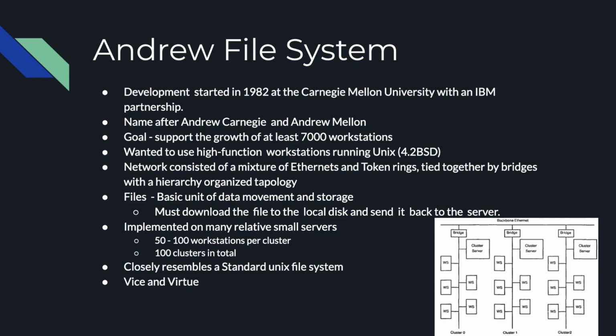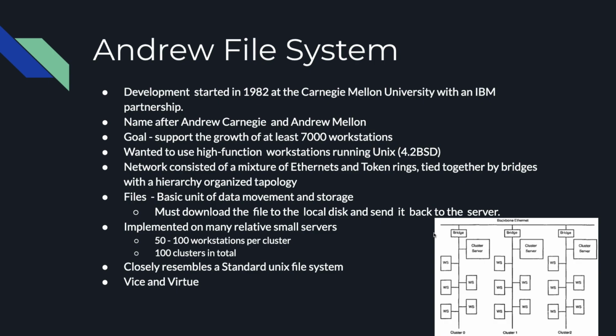They also wanted to use highly functional workstations running Unix. The network consisted of a mixture of Ethernet and token rings tied by bridges with a hierarchy organized topology. In this image to the right, we can see the ring topology here, the bridge, and the Ethernet.